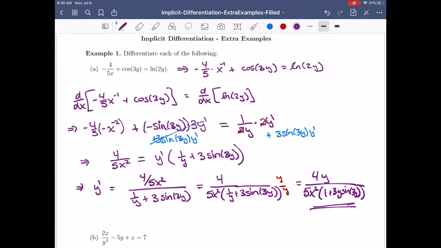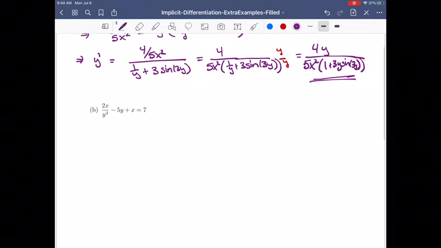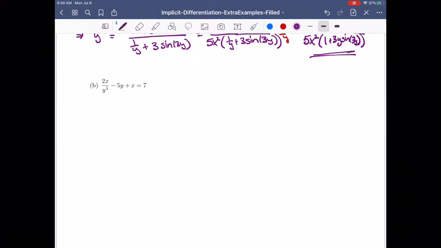Okay, let's try another one. So here, for the first part, I'm going to do the derivative of each bit here. For this part, I'm going to have to use the quotient rule or the product rule. Okay, I'm going to use the quotient rule. So it's going to be the derivative of the top, so that's just a 2, times the bottom. Okay, I did not differentiate a y, so it's just this.